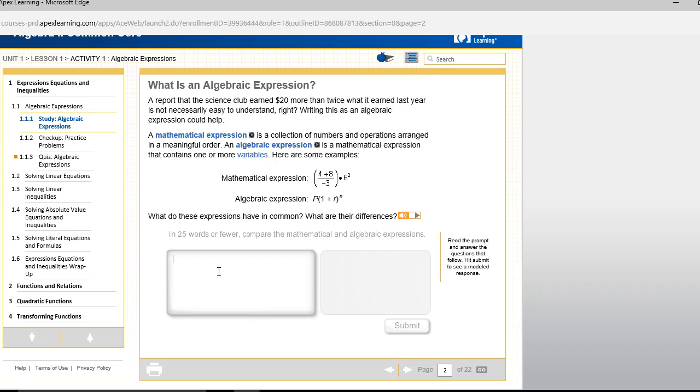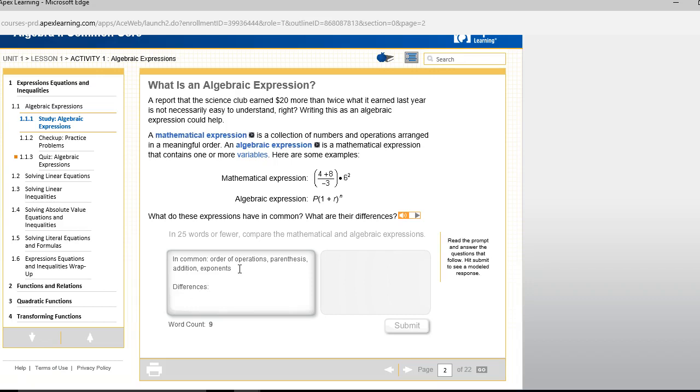Well, I see some order of operations. Looks like we have addition and some multiplication, and we have some parentheses. So in common, they have order of operations, parentheses, addition, exponents. All right. What are some differences?